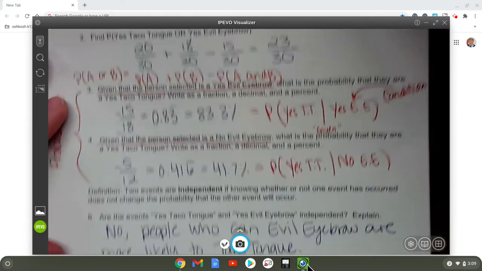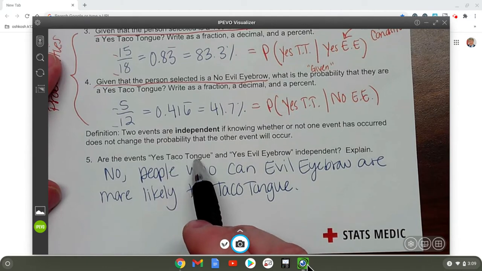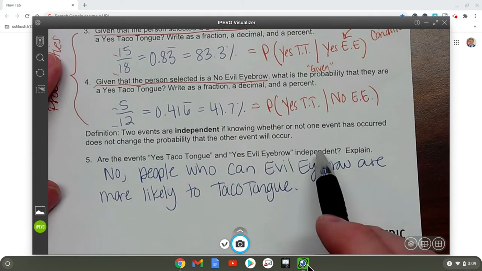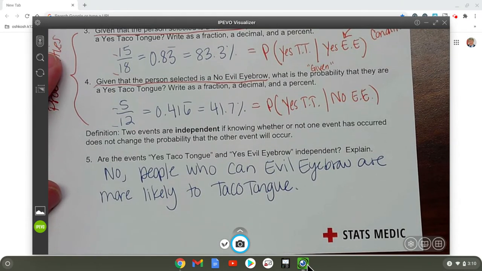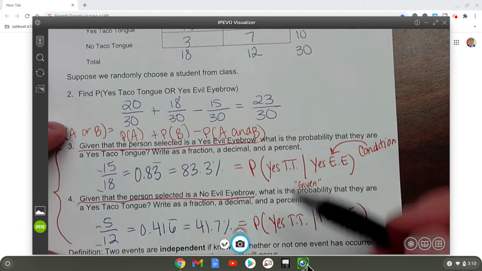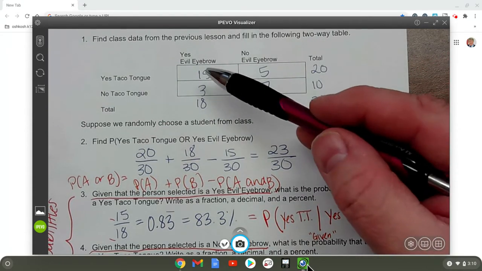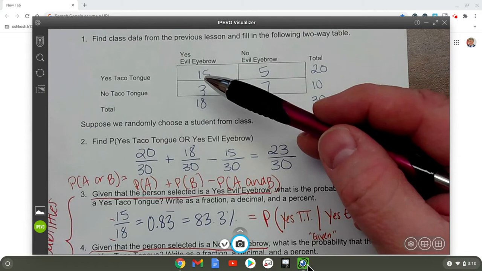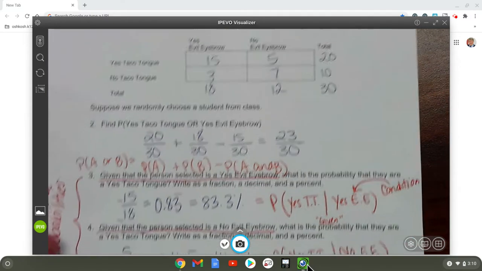So did knowing one change the other? Are the events yes taco tongue and yes evil eyebrow independent? Does that mean that the probability of one is not affected by the conditional probability of the other? Well, the answer there, my friends, is no. People who can evil eyebrow are more likely to taco tongue. We can see it here in the stats. If they can evil eyebrow, they're a lot more likely that they can also taco tongue than not. So nope, not independent.